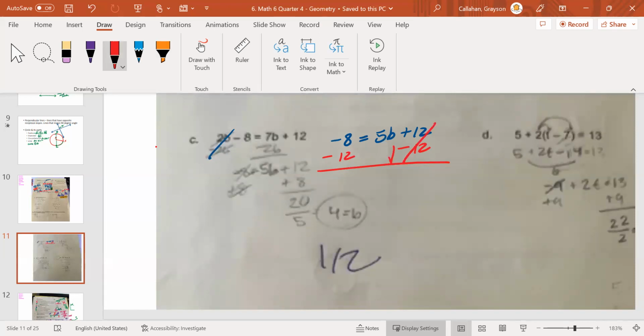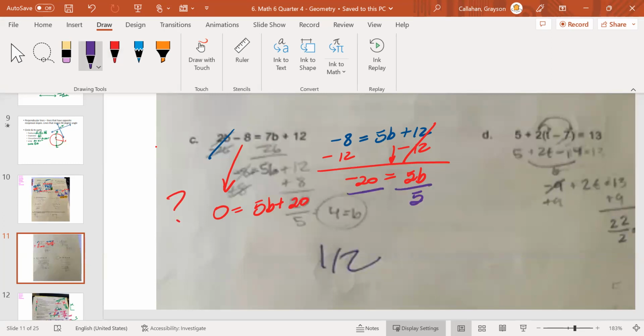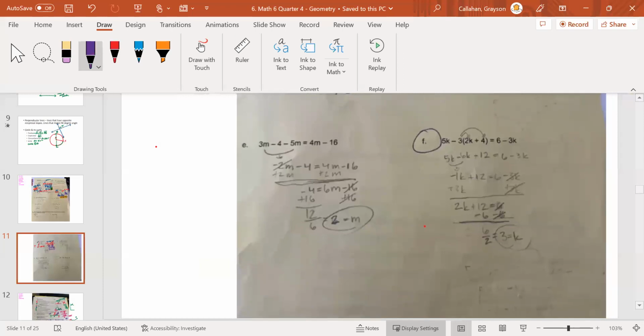When you do that, this part cancels. You get 5b by itself equals -20. It doesn't make any sense when you add the 8 over here, because when you have the 8 over here, you get 5b plus 20 equals 0. Everything on this side becomes a 0 because you moved everything over. Do you see that? That doesn't make any sense. So last step, divide by 5 on both sides. B is by itself now on the right side. Negative 20 divided by 5 is a negative 4. That is your answer. Do you see that? Okay, that's your mistake there. All right, F.